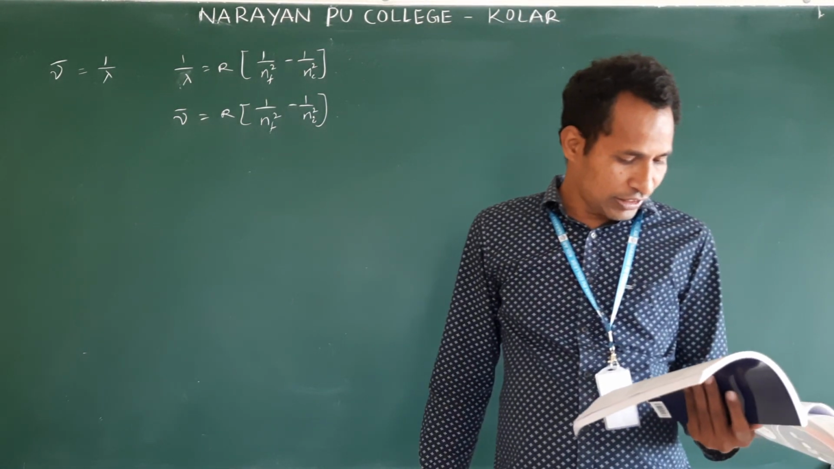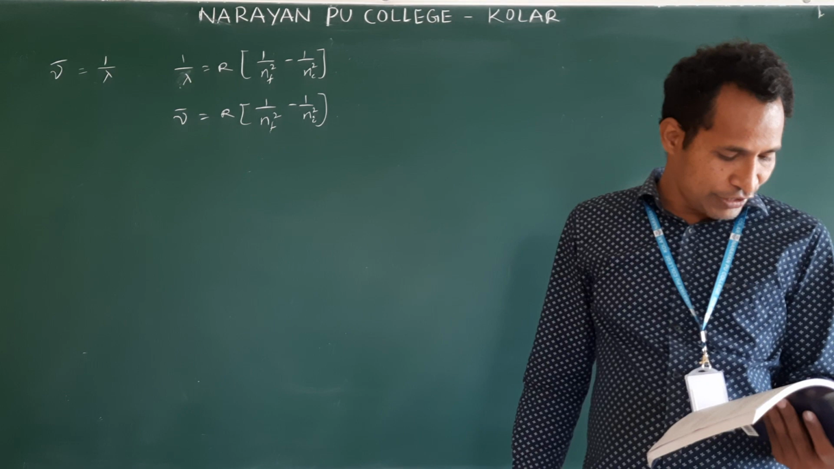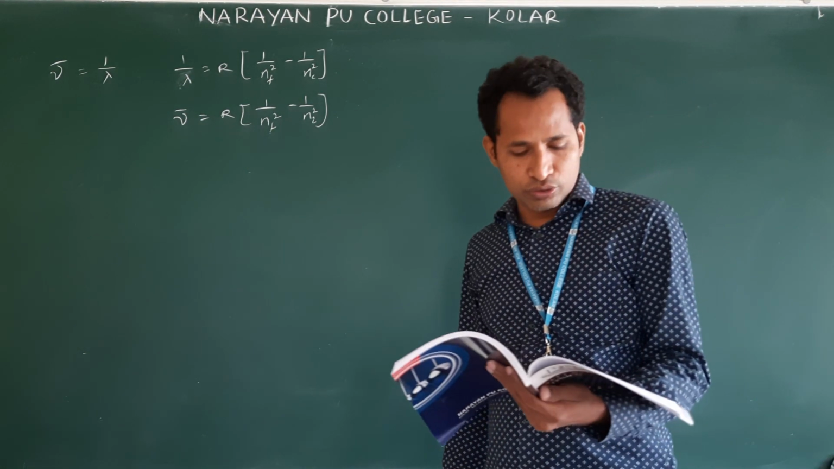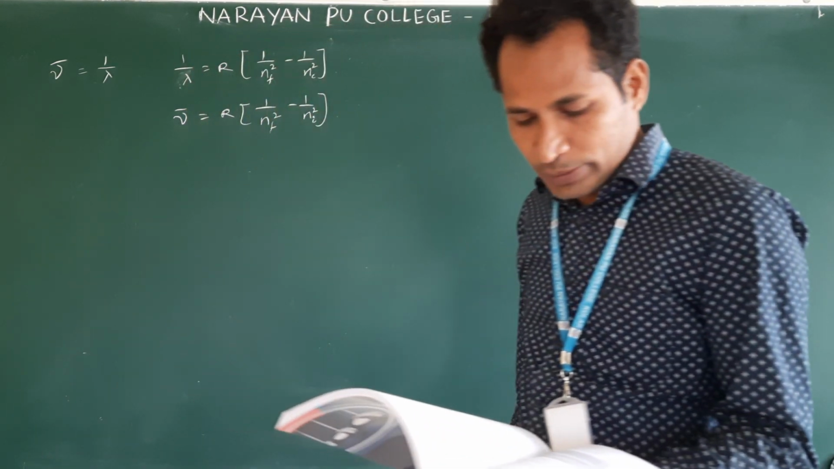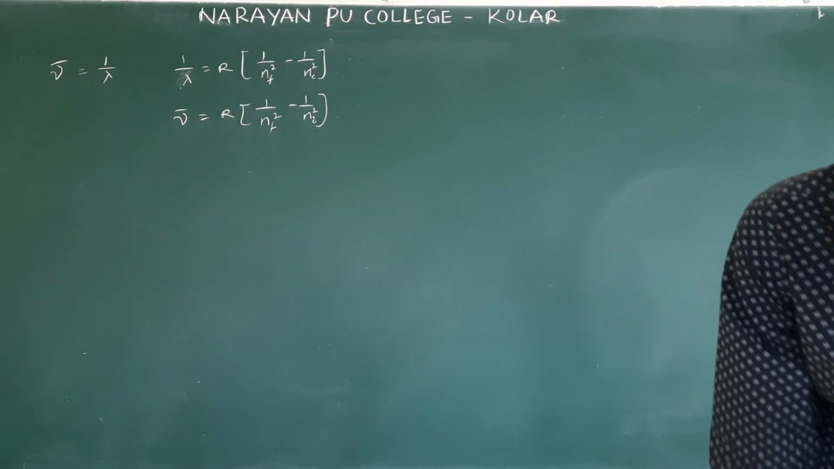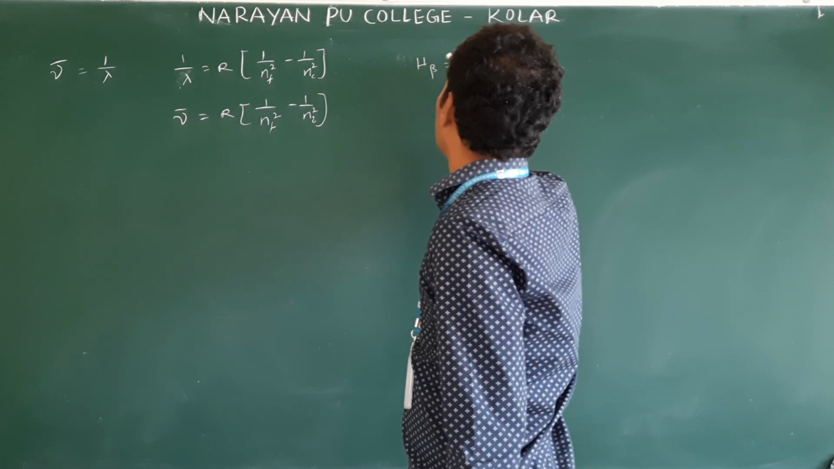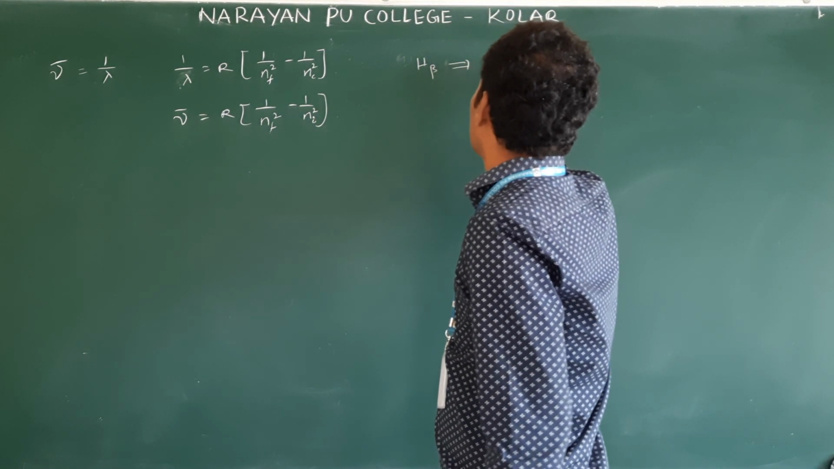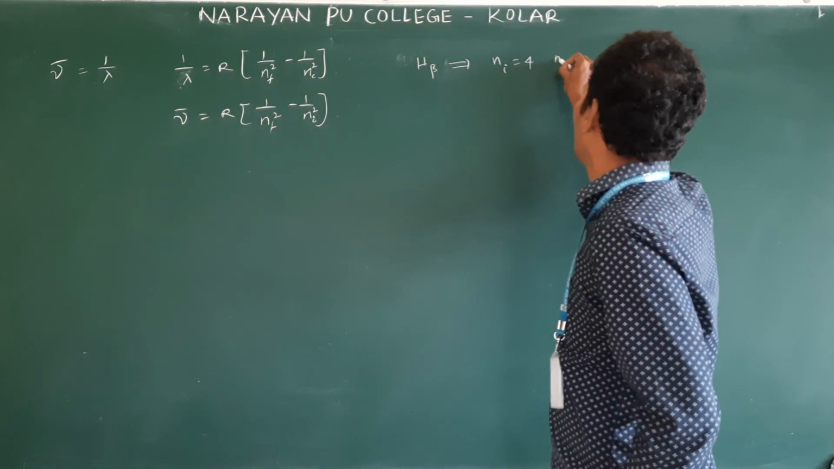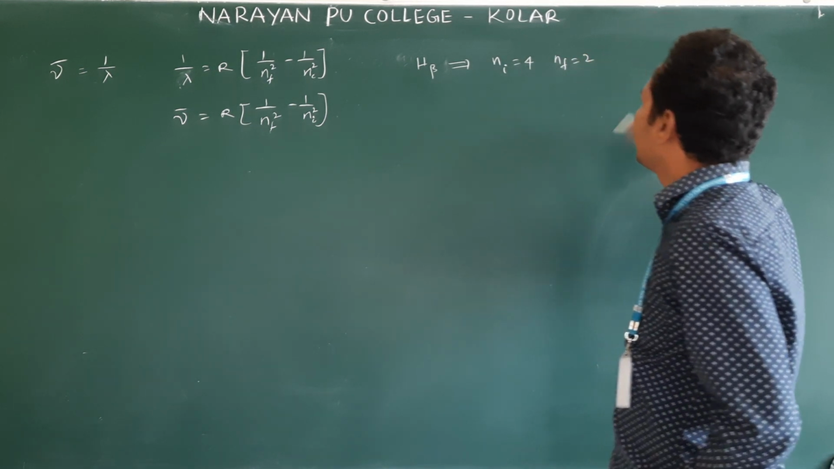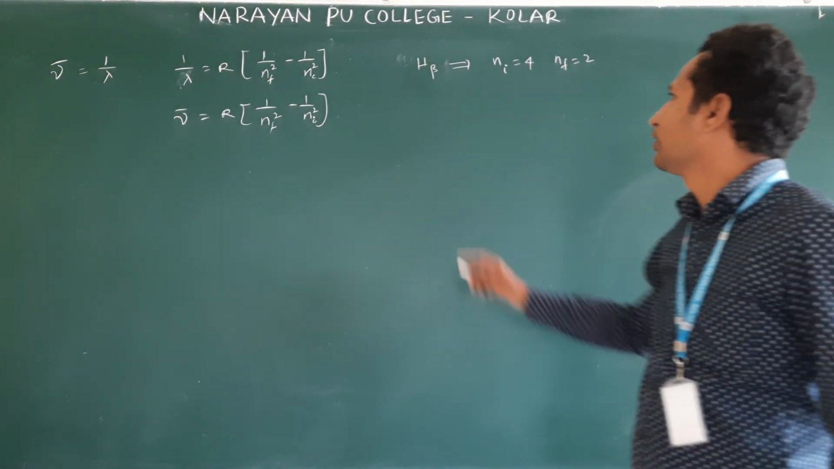Next: calculate the wavelength and the frequency of the H beta line of the Balmer series for the hydrogen atom. First question. What they are asking is the wavelength and frequency of the H beta line. For H beta, the transition is n initial is 4, n final is 2. Clear? They are asking for beta. H alpha means 3 to 2. Clear? Balmer series.